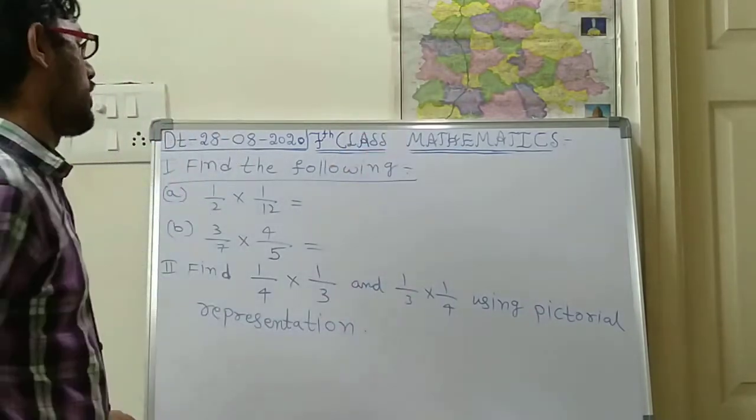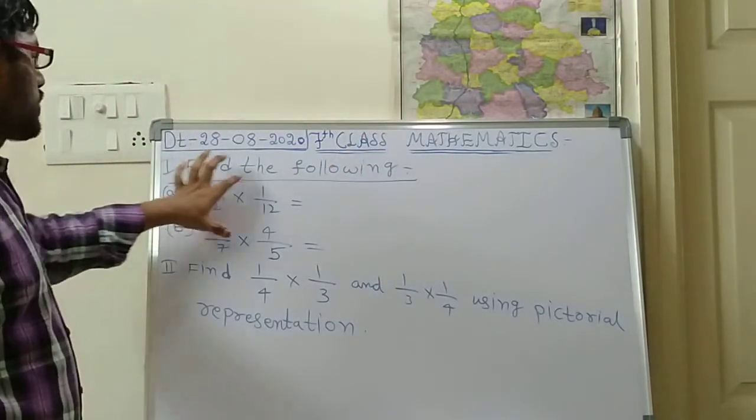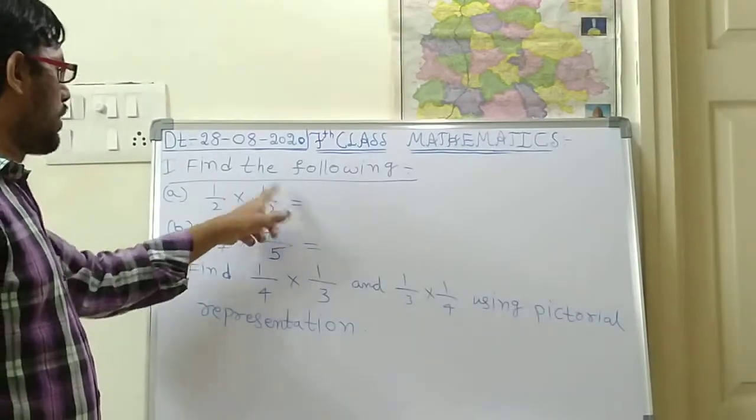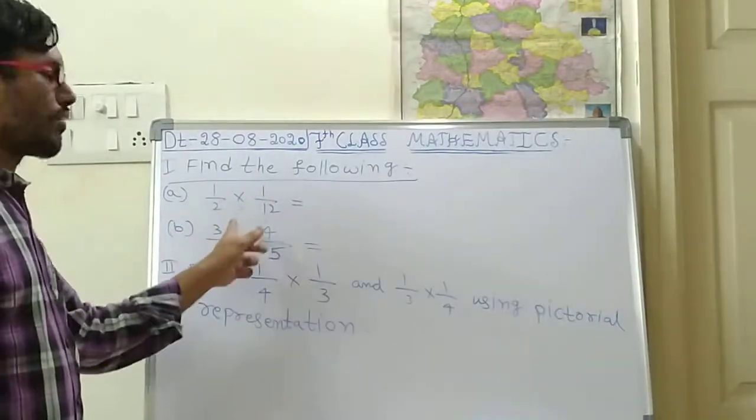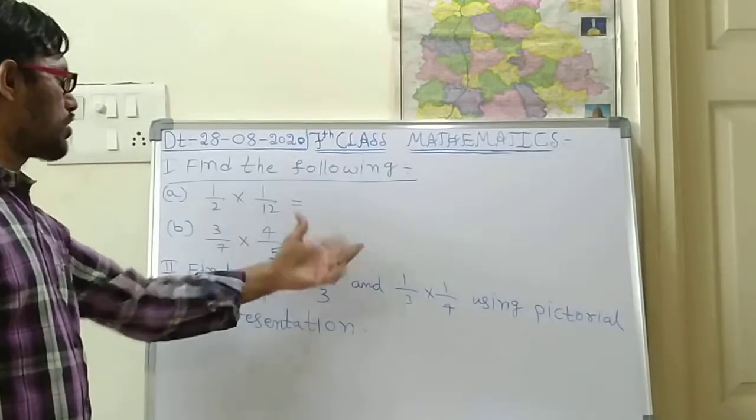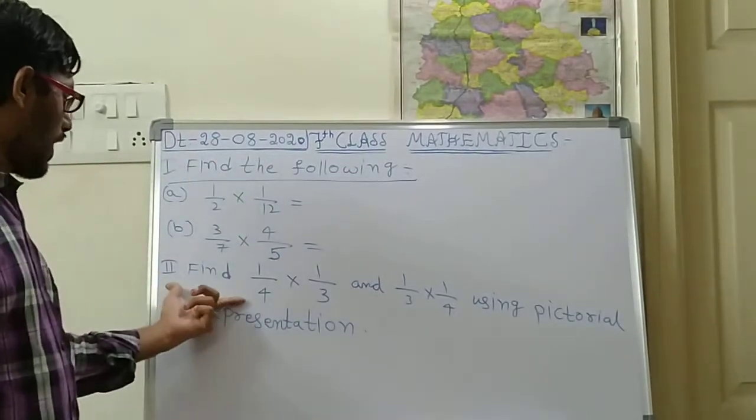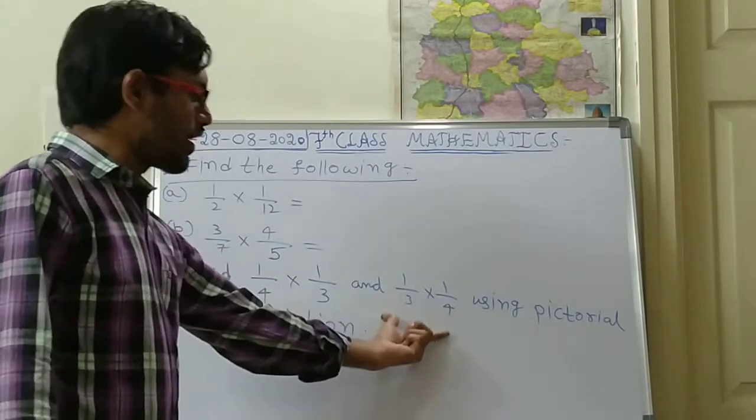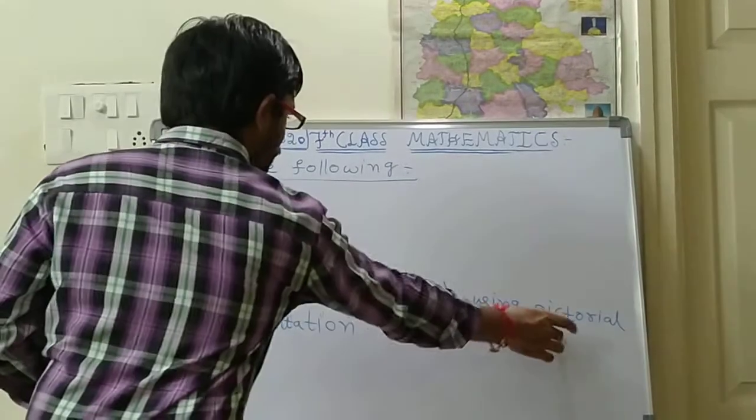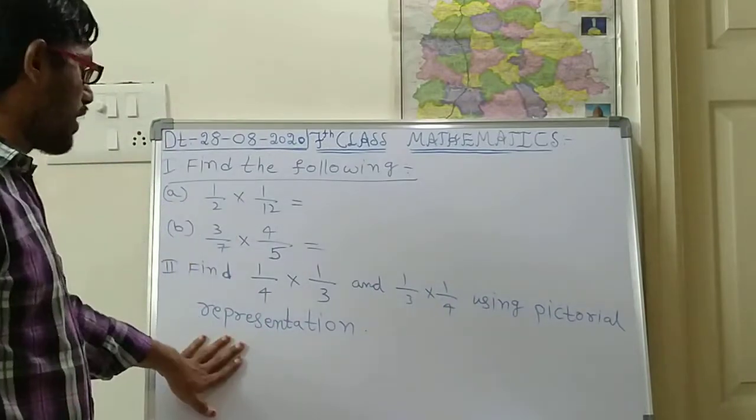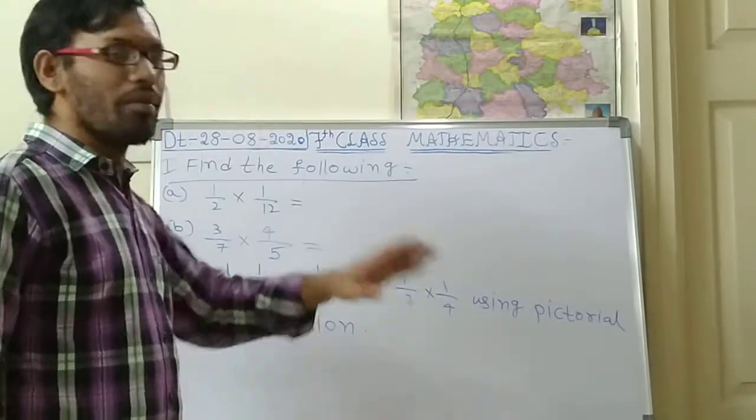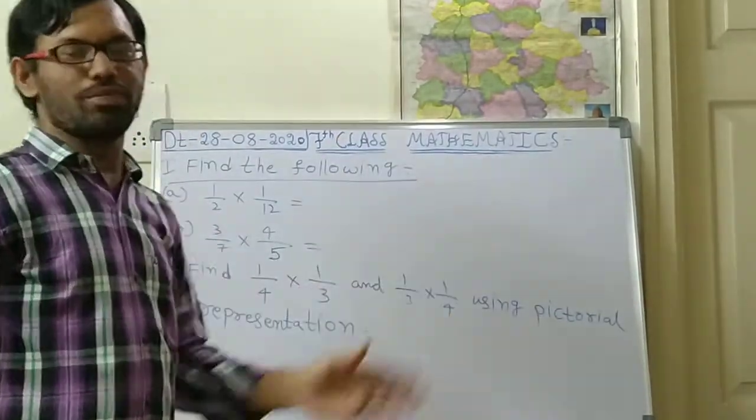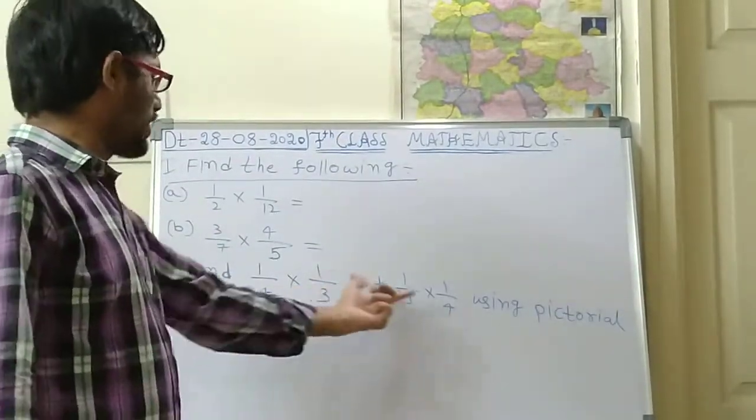Using pictorial representation. So first bit is just find the following: 1 by 2 into 1 by 12. Just multiply numerator with numerator, denominator with denominator. Second problem is also the same. Second bit is find 1 by 4 into 1 by 3 and 1 by 3 into 1 by 4 using pictorial representation. For the second bit you have to write a pictorial representation also, pictures. Just now I have drawn, so those pictures you have to draw for these problems.